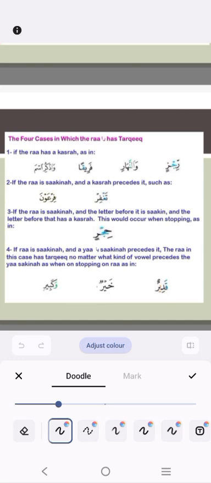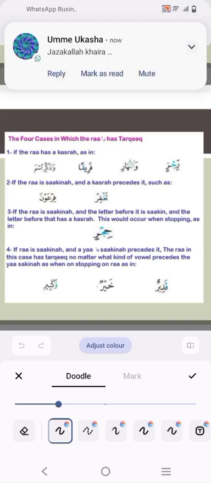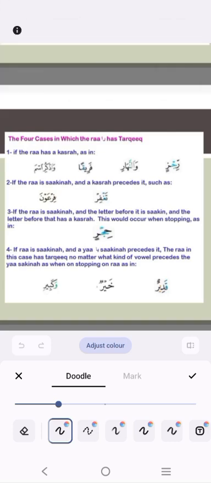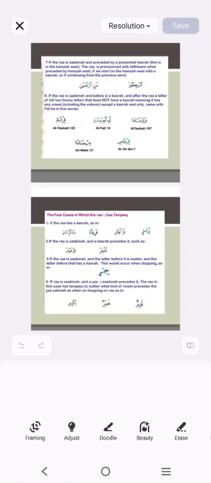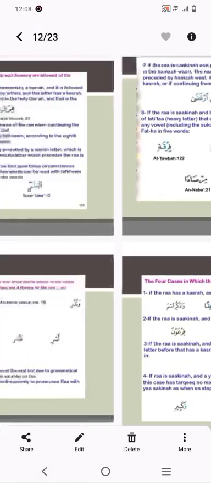And the fourth condition: if the ra is sakin and a ya sakin precedes it, the ra in this case has tarqeeq, no matter what kind of vowel precedes the ya sakin, and when stopping on ra, as in qadir, khair, wa kabir, like that. So these are the four cases in which we read ra with tarqiq, light.